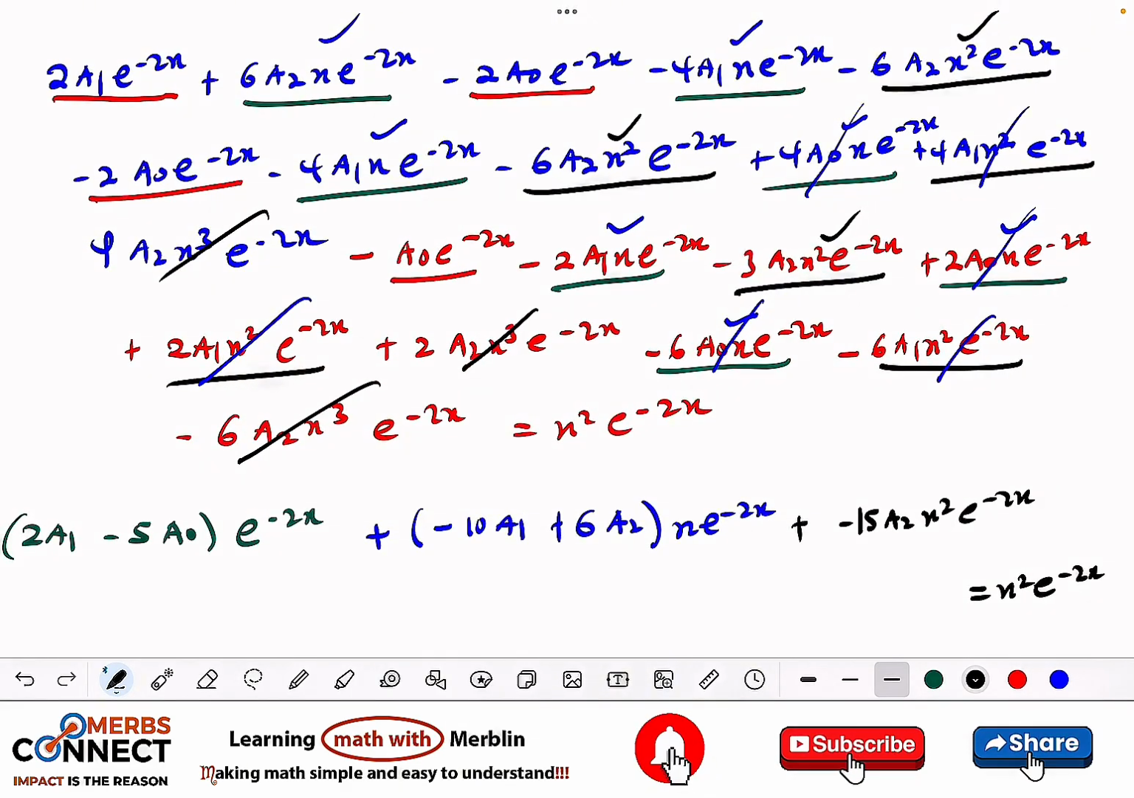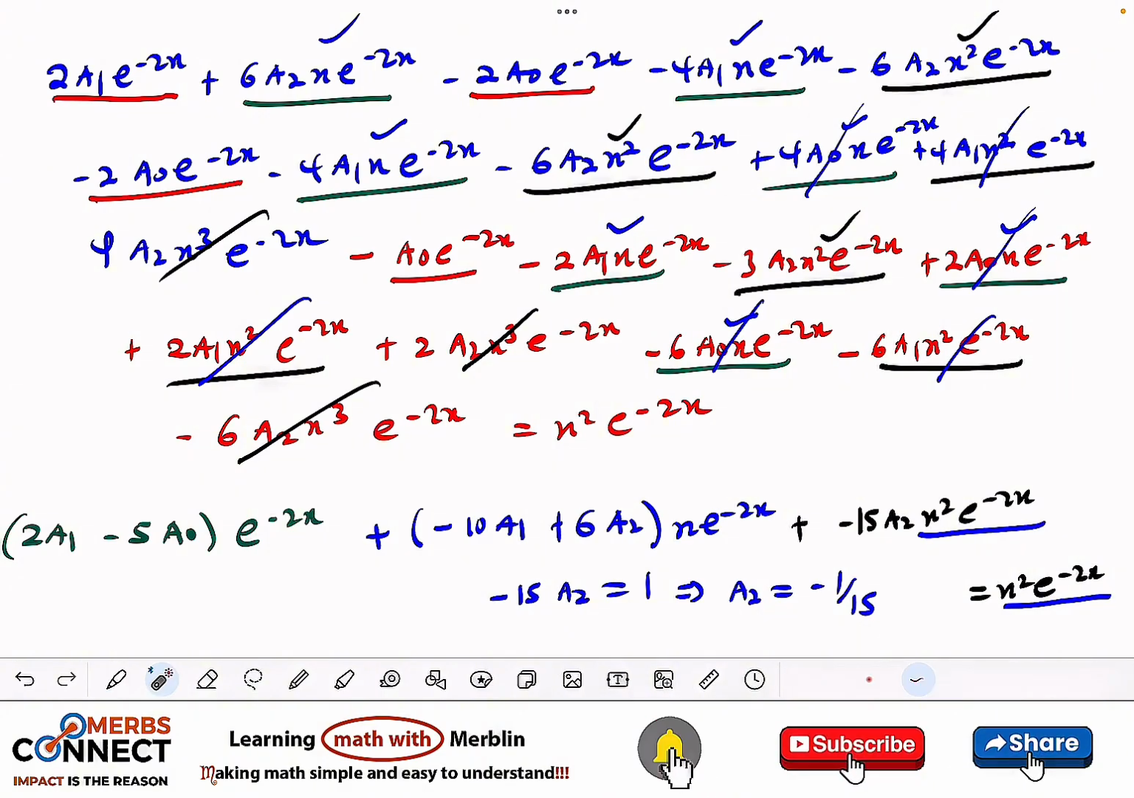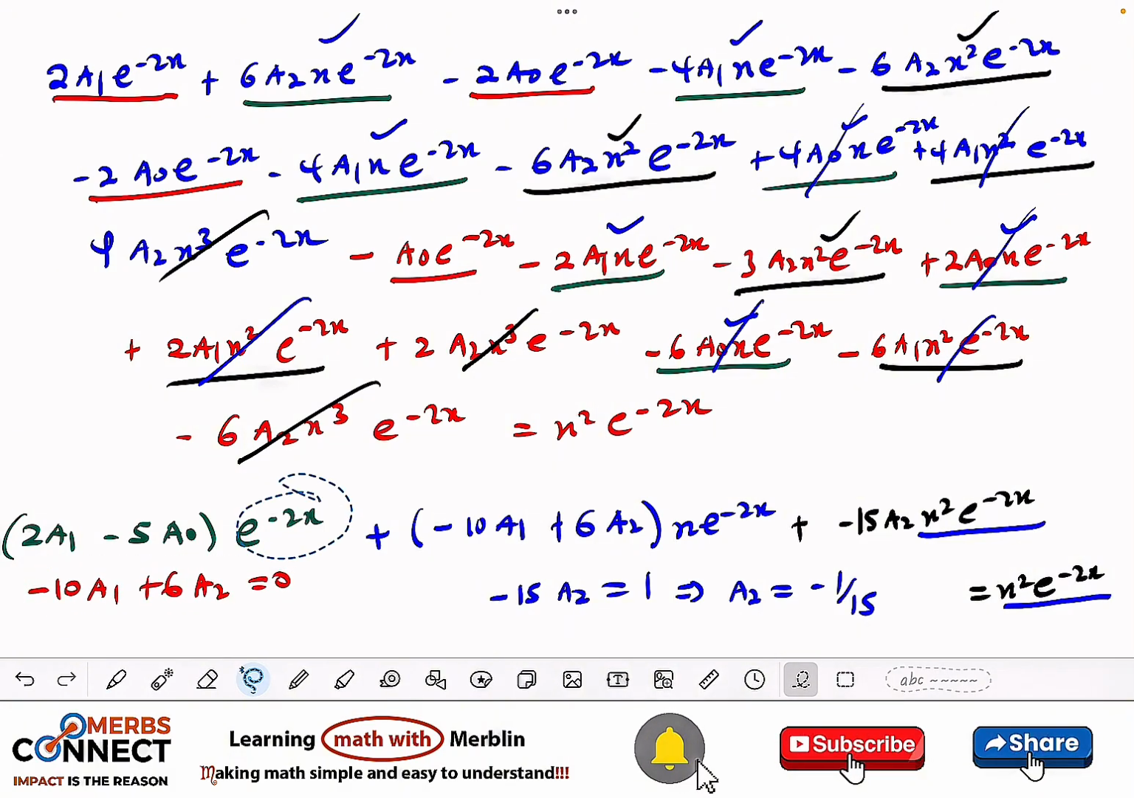So this is a whole lot of work. So now what can we do now? Now we compare the same idea, x squared e to the power -2x, x squared e to the power -2x. So we can see that -15 a2 should be equal to 1. And this implies that a2 is equal to -1 divided by 15. So that is a2. Now when you look at this, this has no term here on the right because we don't have any term on the right. So it means that we are going to have -10 a1 plus 6 a2, which is equal to 0. Good. And then this one too has no term on the right. So this will also be equal to 0.